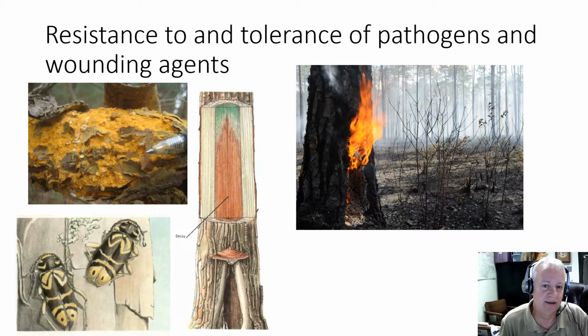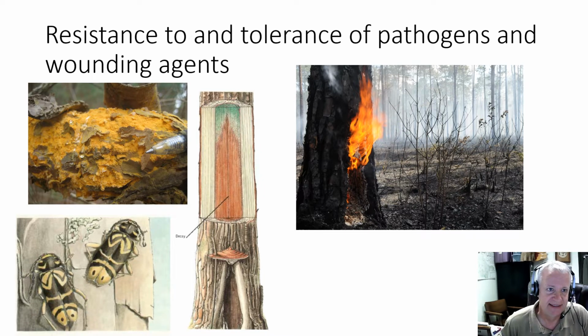This is a lecture on resistance to and tolerance of pathogens and wounding agents by forest trees. I struggled a little bit with what to call this lecture. I started out with disease resistance. Well, resistance really isn't enough because sometimes resistance implies that you repel or stop, for instance, infection with the pathogen. And sometimes the infection happens and you just have to tolerate it. So we need both resistance and tolerance in there.